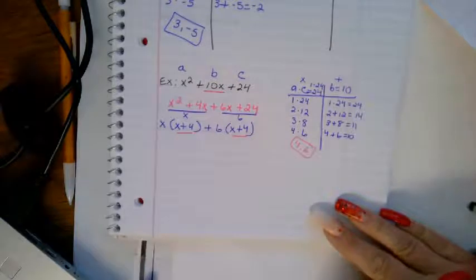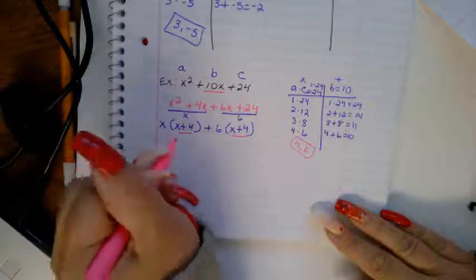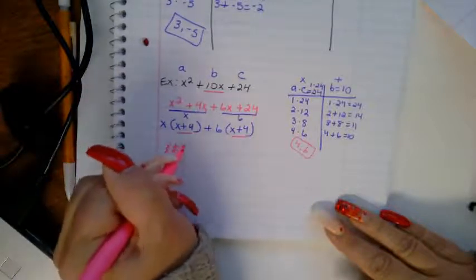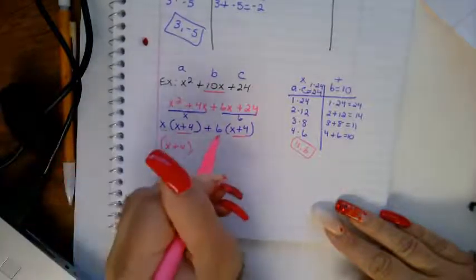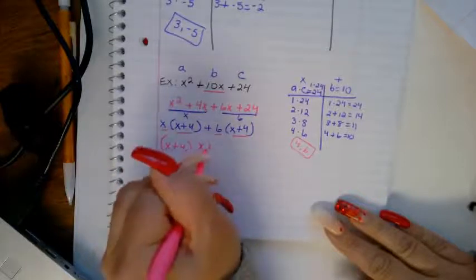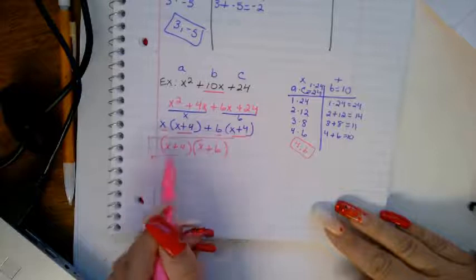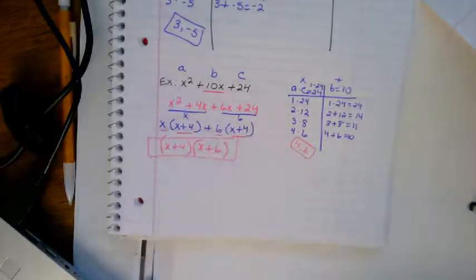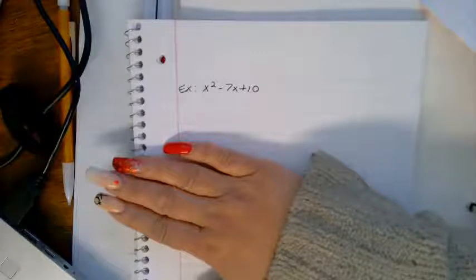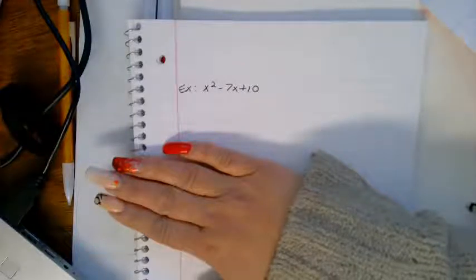So now we're going to take our x plus 4 that we got, and then we're going to take these outside terms and put them in their own parentheses, like so. And then this is our answer. Any questions on that? Got x squared minus 7x plus 10. Write that one down. Don't worry about the others yet.